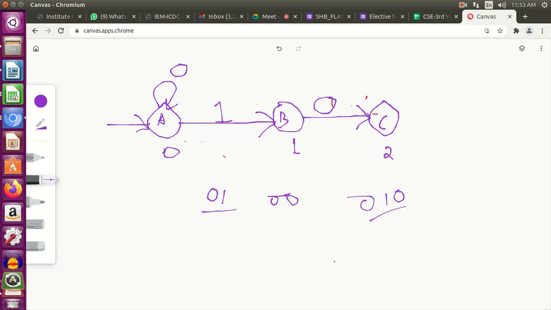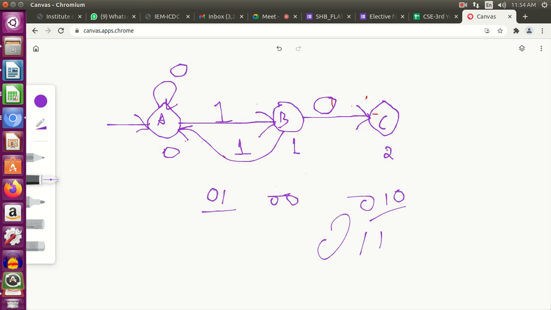Now what if I get 0, 1, 1? 0, 1, 1 is 3, right? 3 means it is divisible by 3, mod 0 state. So if after 0, 1, I get a 1, I'll go back to state 0. So for this state the transitions are complete, for this state the transitions are complete.